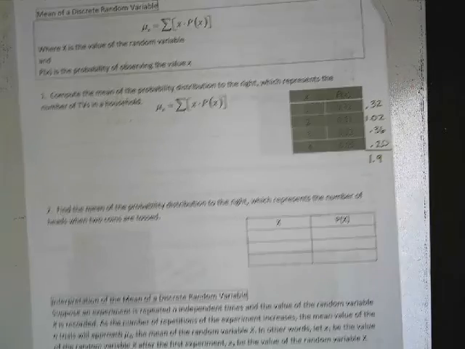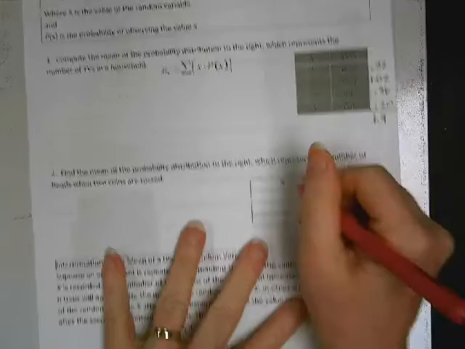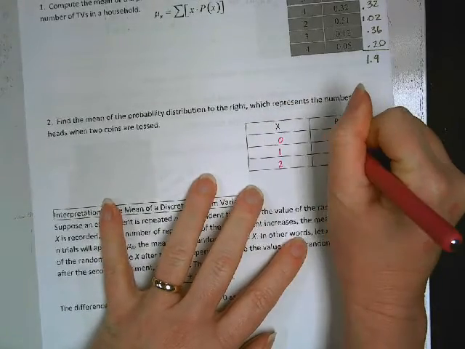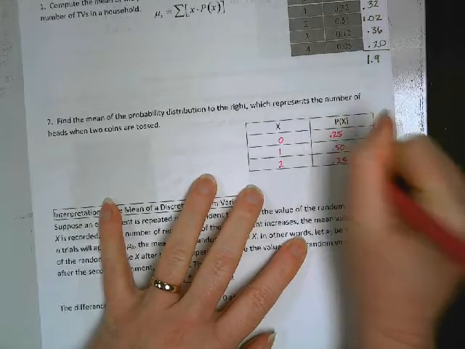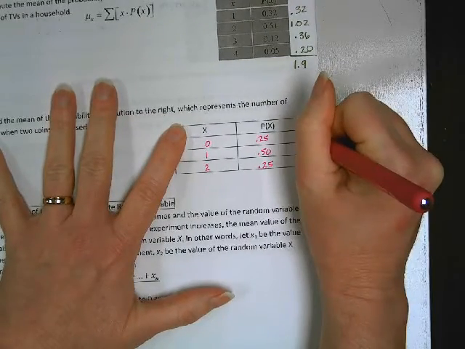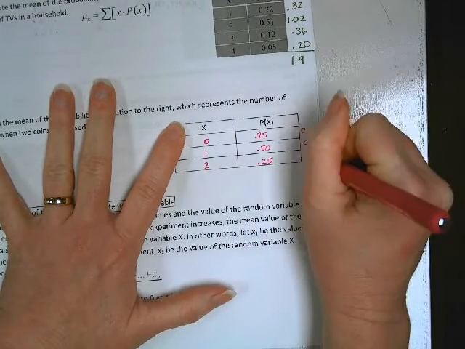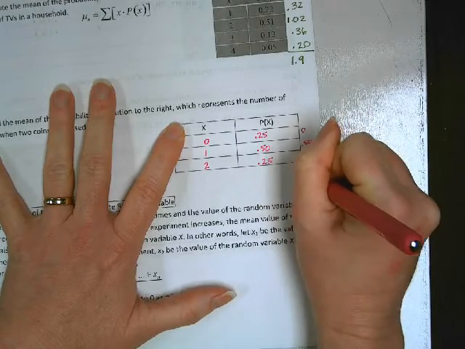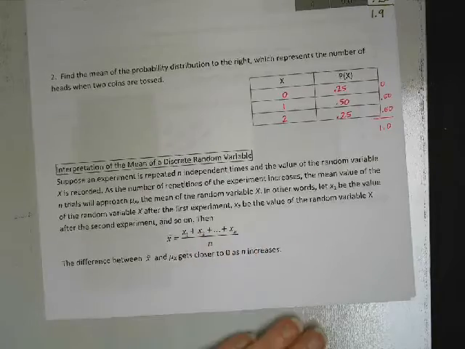All right, so now let's do number 2: find the mean of the probability distribution, which represents the number of heads when 2 coins are tossed. So again, the same problem we've been doing this whole time. 0 heads, 1 head, or 2 heads. That's 25%, 50%, or 25%. 0 times 0.25 is 0. 1 times 0.50 is 0.50, and 2 times 0.25 is 0.50. And if you sum those, you get 1.0. So that's the mean.